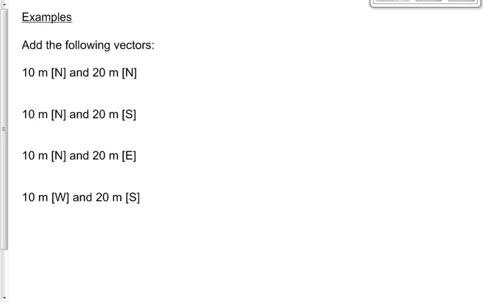Let's do some examples here. I want to add two vectors together. 10 meters north and 20 meters north. You know what? We don't need to draw a vector diagram for this, do we? Why not? Same direction. That's a grade 7 vector addition problem. It's 10 plus 20 is equal to 30. And of course, it's important to say to the north.